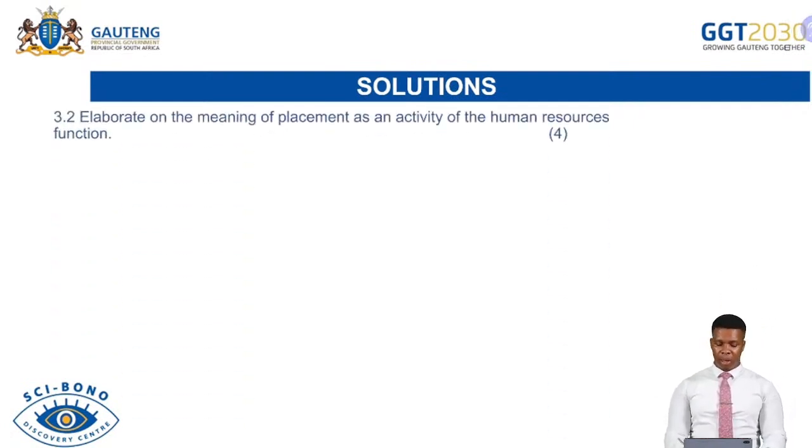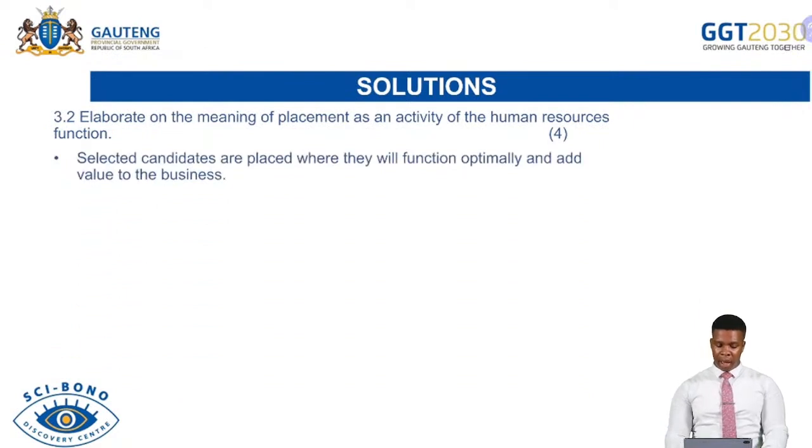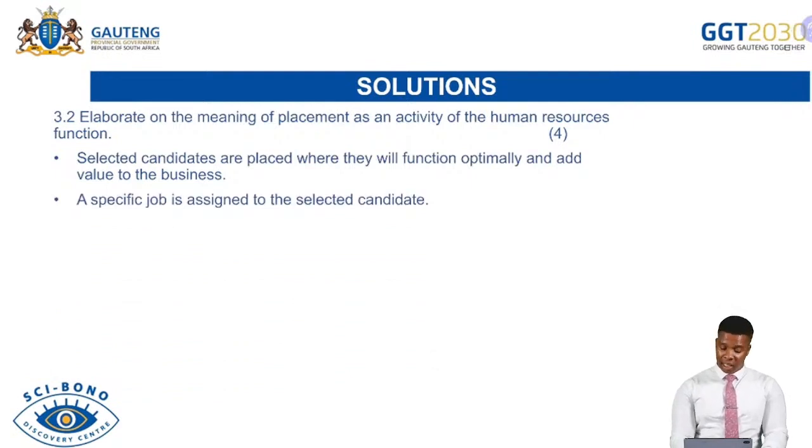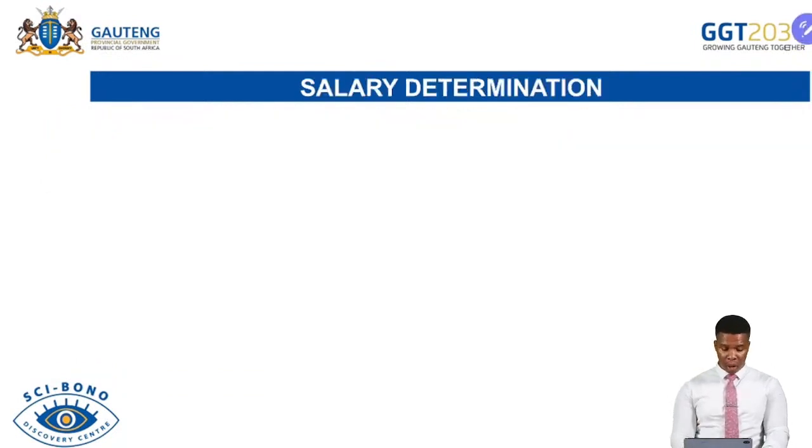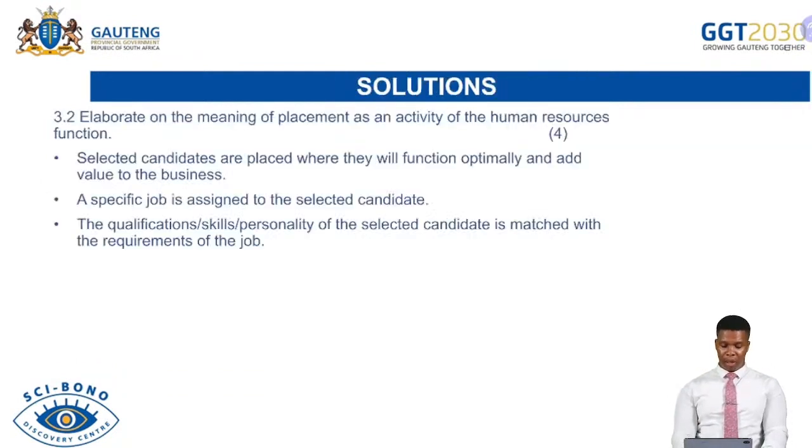And then elaborate on the meaning of placement as an activity of the human resource. Here we are talking about selected candidates being placed where they will function optimally and add value to the business. Furthermore, a specific job is assigned to the selected candidate, and then the qualifications, skills, or personalities of the selected candidate are being meshed with the requirements of the job. So that is the meaning of placement.